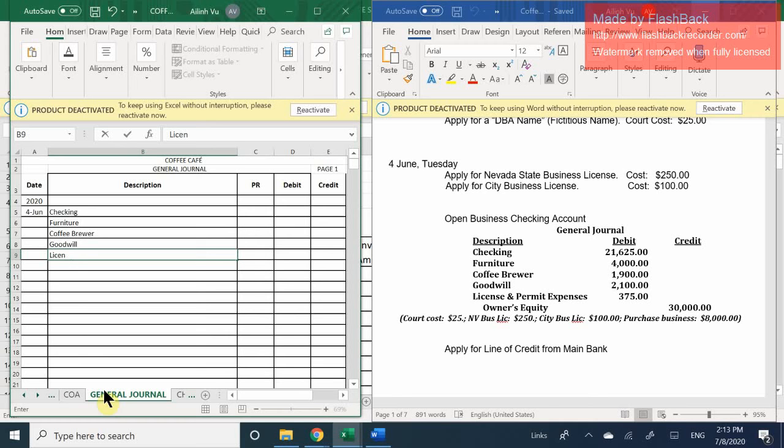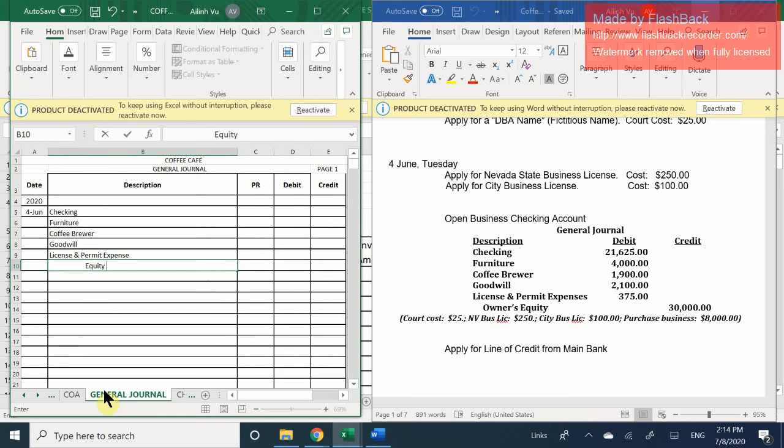Permit. License and permit expense. Okay. And then lastly, the one thing that we need to do is, what did we originally start? What was our original cost? What's the value of my company? 30,000. Yes, that's going to be considered my equity because right now that is how much I'm originally investing in my company. So my company is worth, as of right today, $30,000.